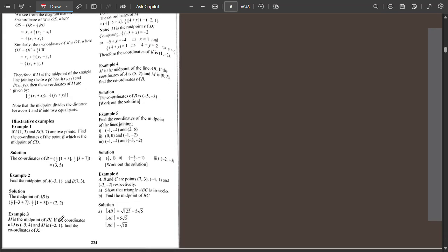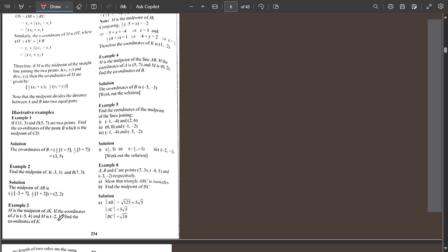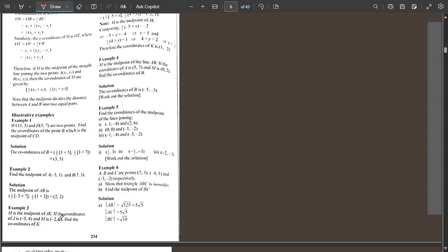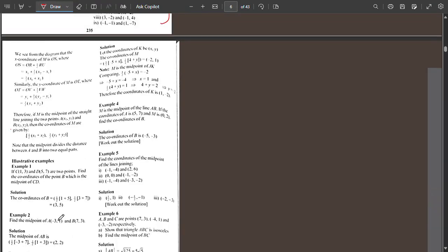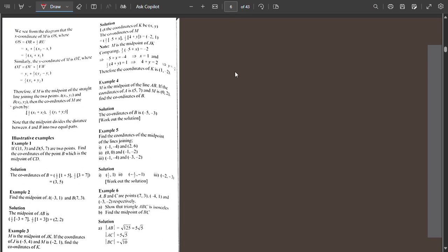Wait, what is wrong? Oh, I repeated the last. Wow, I didn't know, so I repeated. So let's see. Page intentionally left blank. That's crazy. Intentionally left blank.